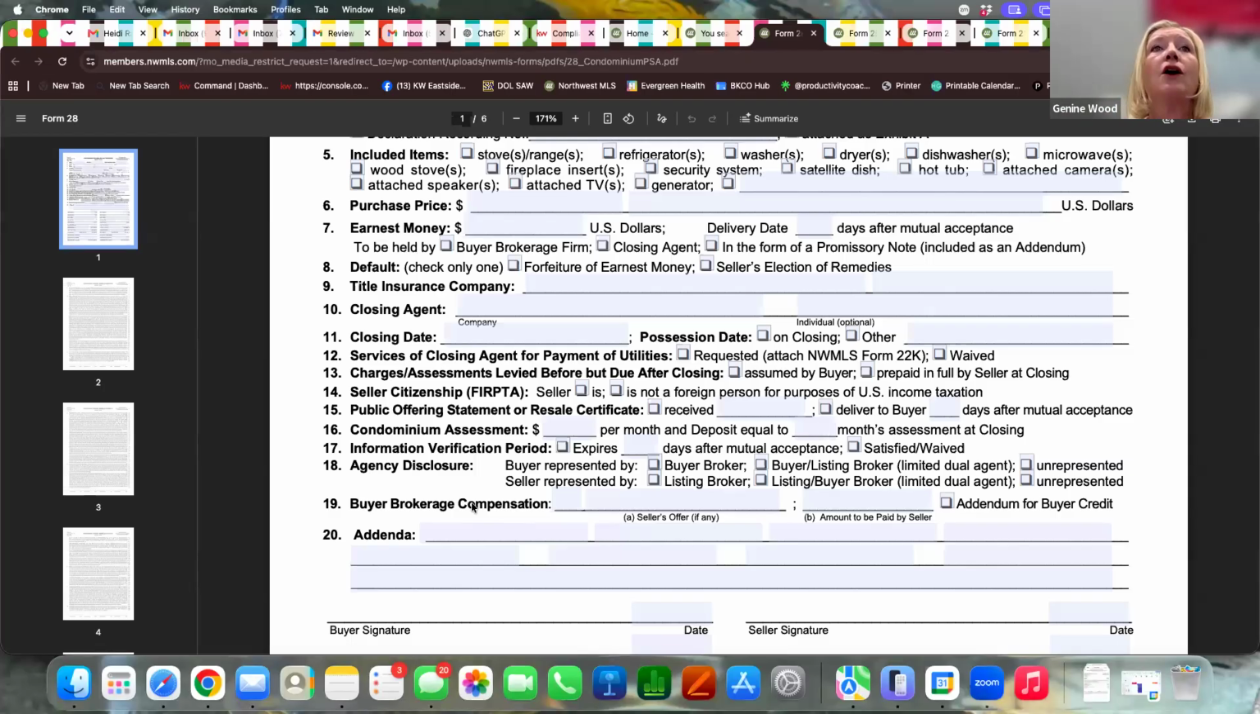And then here is where compensation moved down to now specific terms, 19 versus 18 versus 17. So again, it's always going to say buyer brokerage compensation. You should never fill this out and leave it blank here. Otherwise, that means your buyer's paying you or you're not getting paid, one of the two.